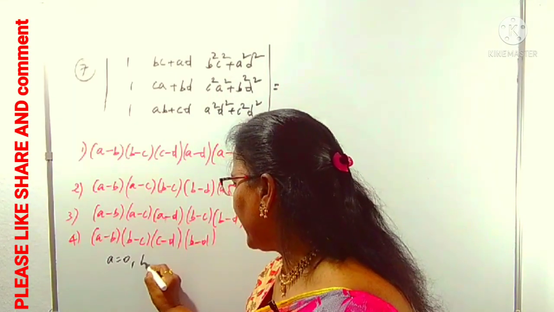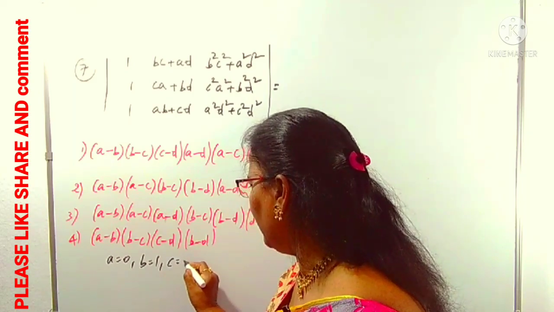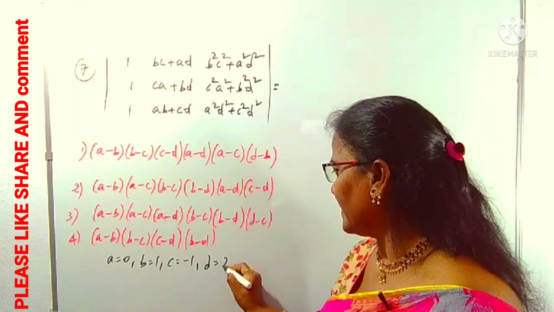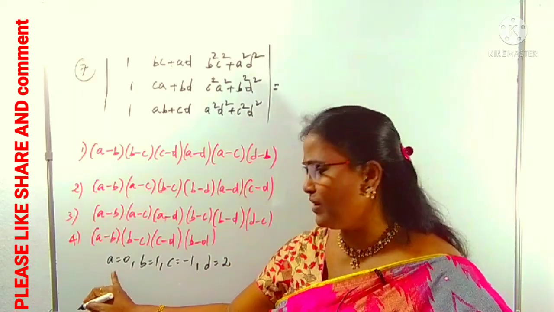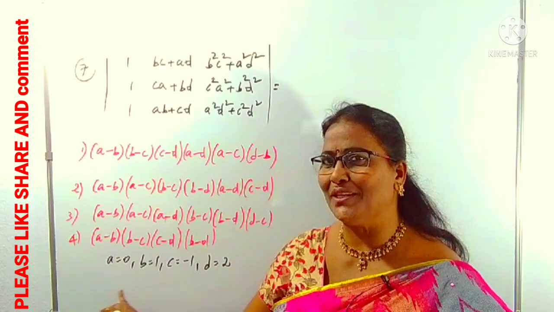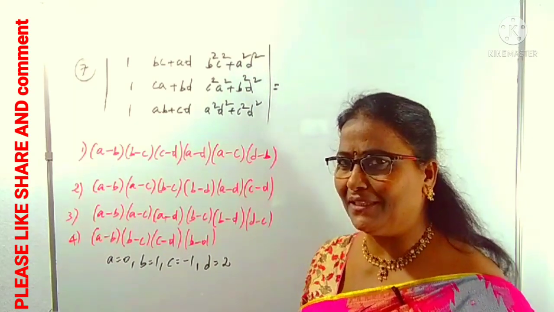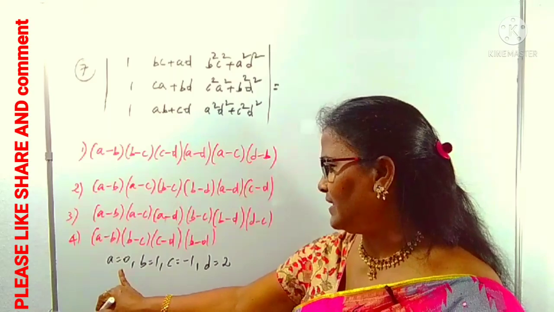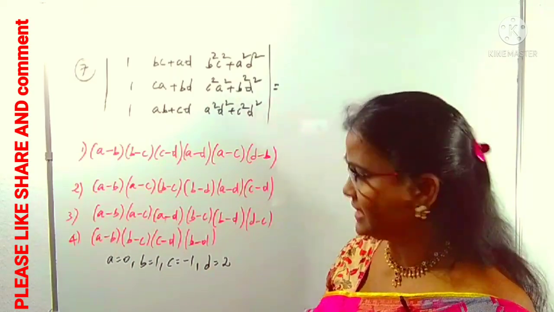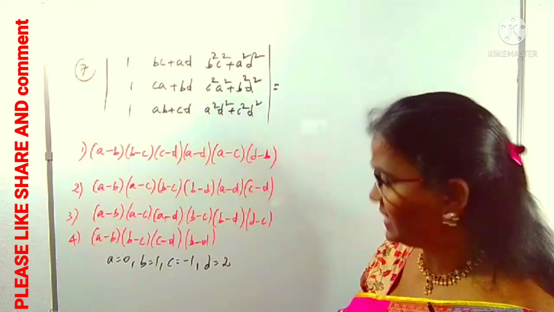Let A 0, B 1, C minus 1. Different values you can take, not same values. And D some 2 you can take. Right? A 0, one of the values 0, it becomes easy. Don't take more than 1 as 0 and don't take any 2 equal. Like that care you have to take. I am taking A 0, B 1, C minus 1, D 2. Substitute in the determinant first. What is that value now?